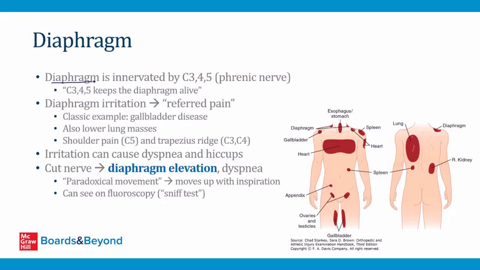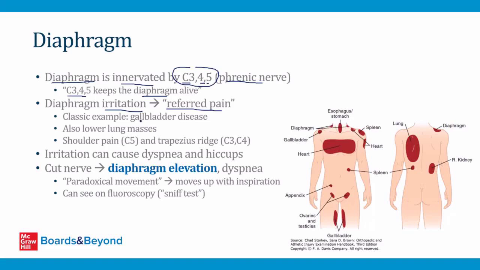So the diaphragm is a muscle, and it's innervated by nerve roots from C3, C4, and C5 in the spine. These nerve roots give rise to the phrenic nerve, and many people remember this by the mnemonic C3, 4, and 5 keep the diaphragm alive. If the diaphragm is irritated for any reason, this can potentially lead to what's known as referred pain. What this means is that the patient won't feel the pain at the level of the diaphragm. Instead, they'll feel it in the shoulder because those pain signals are being transmitted through C3, 4, and 5, which also innervates sensory information from the shoulder.